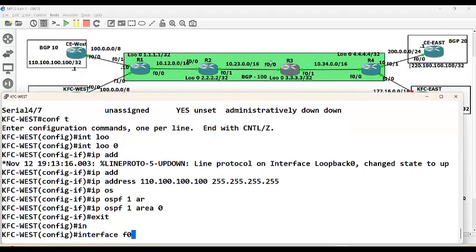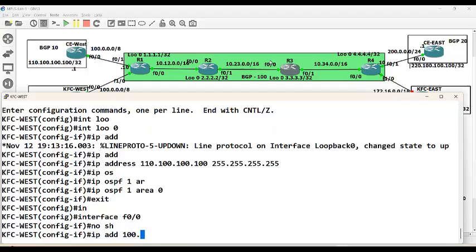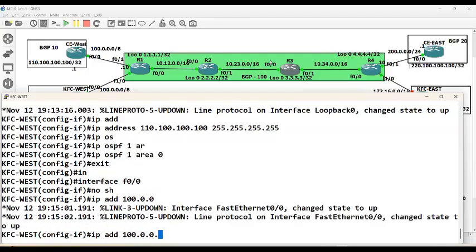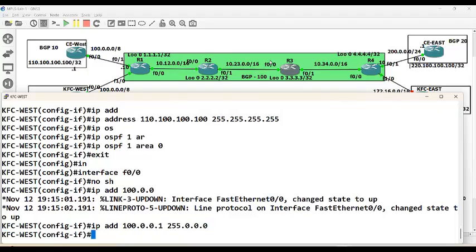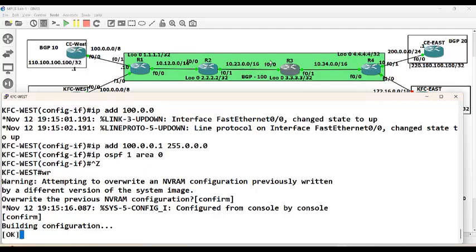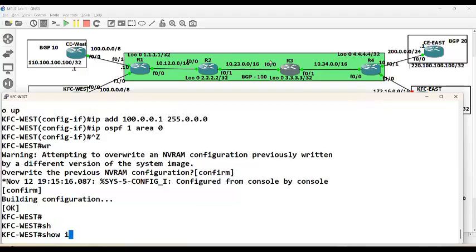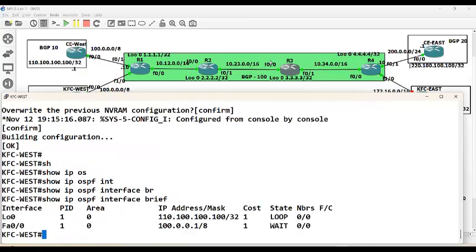Interface F0/0, no shut. IP address 100.0.0.1 255.0.0.0. ip ospf 1 area 0. Done. Next, show ip ospf interface brief. You can see 2 interfaces on KFC running OSPF.